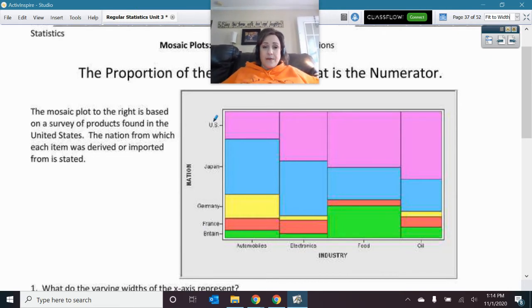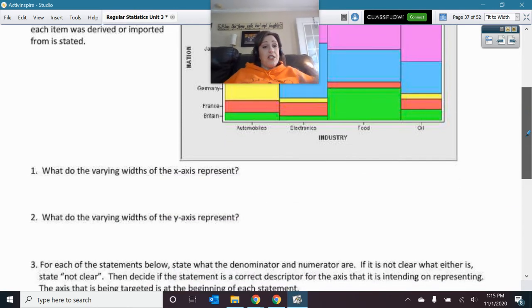All right, and then this y-axis is the conditional probability, the proportion of each one of these separate industries. Okay, so the proportion of the automobiles, electronics, food, and oil industries that are imported or made from each one of these countries. All right, so the first thing you're going to do is write what the varying widths of the x-axis and y-axis represent.